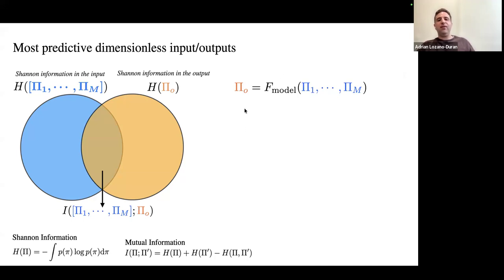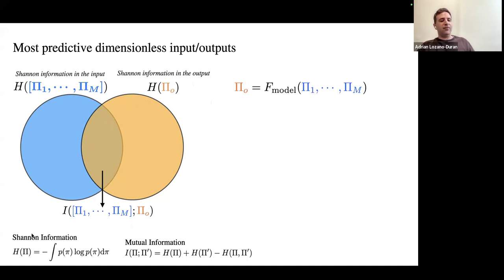So essentially, if you think of this model, I'm calling pi the dimensionless quantities. I have pi naught, which is what I want to predict, for example, the wall shear stress. I have a model that is my neural network, and my model will depend on m dimensionless inputs, pi 1 to pi n. So I can schematically show this like this. The blue would be the information that my input has, and the yellow or orange here is the information that my output has. So how much I can predict of the output is related to this overlap.